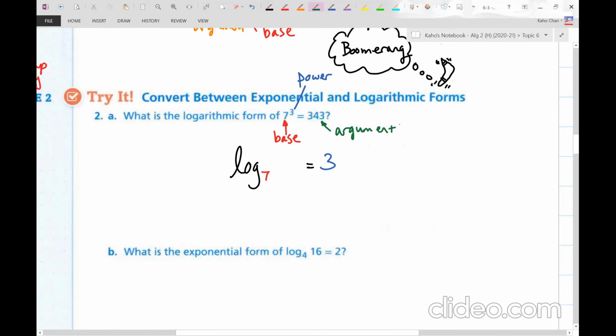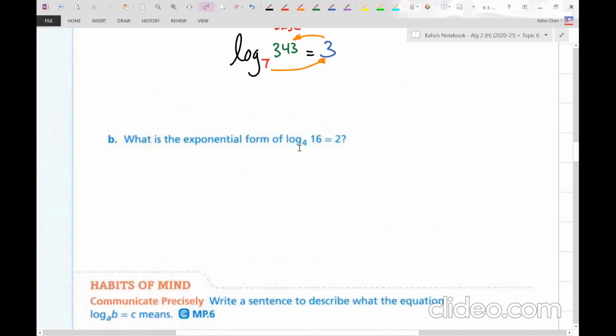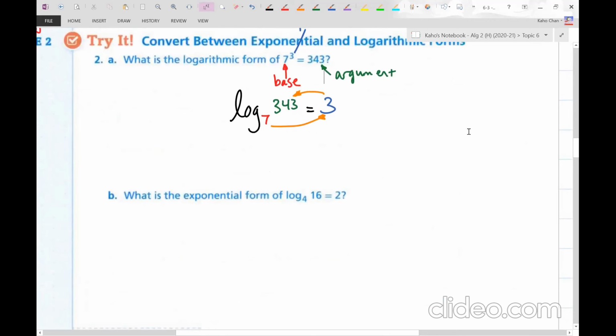Now, why are we doing all this? Because eventually we will be able to use the calculator to punch it in and it'll get the answer for us. So there's your boomerang, and there's your answer. We're just converting. We're not solving it, by the way. We're just rewriting it. That's all we're doing. Okay, we're going to go the other way. We have a log form. We just want to convert to exponential form.